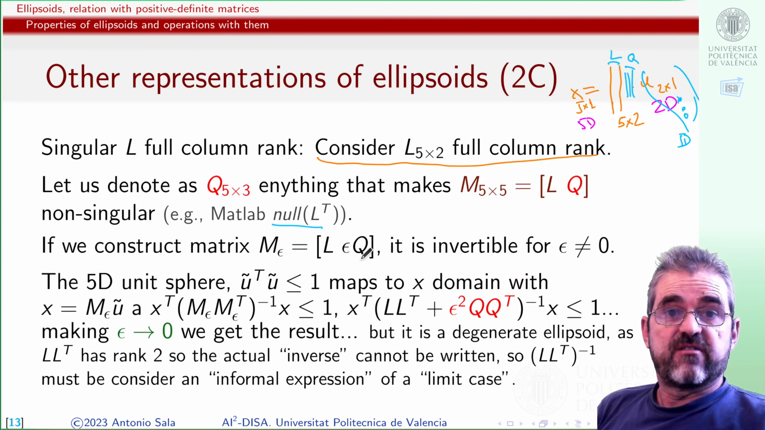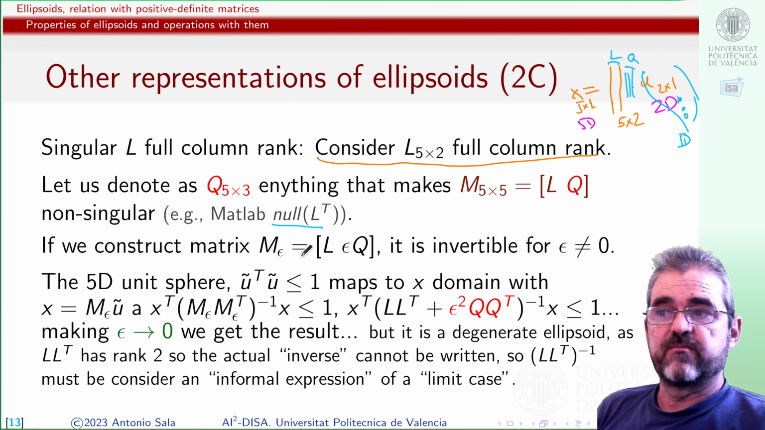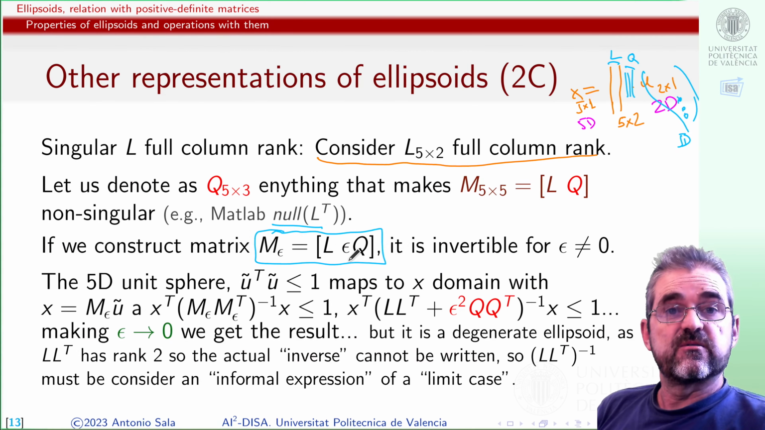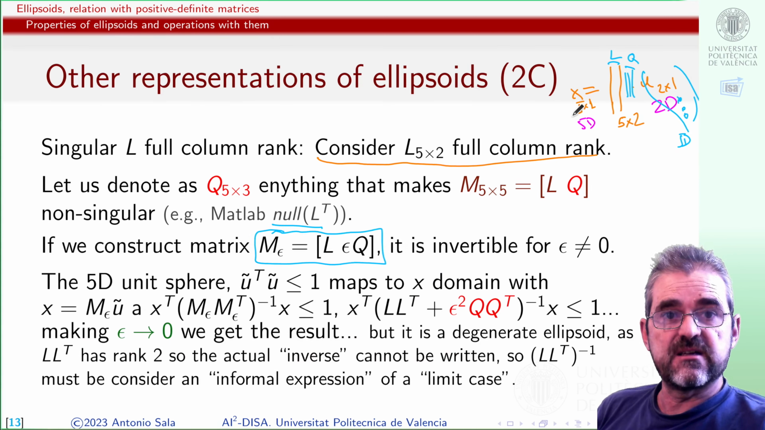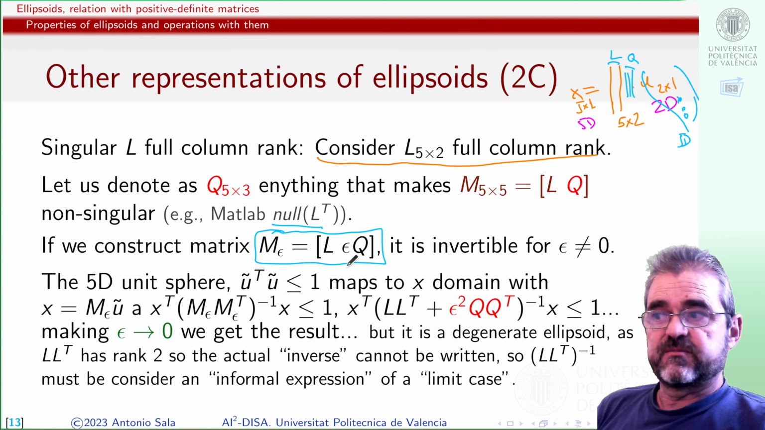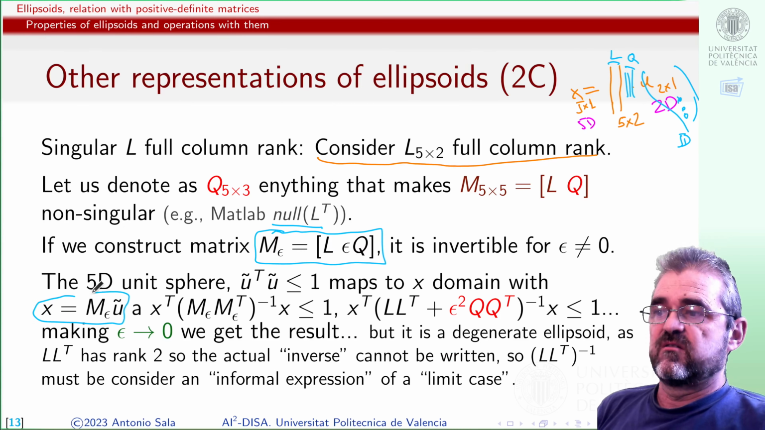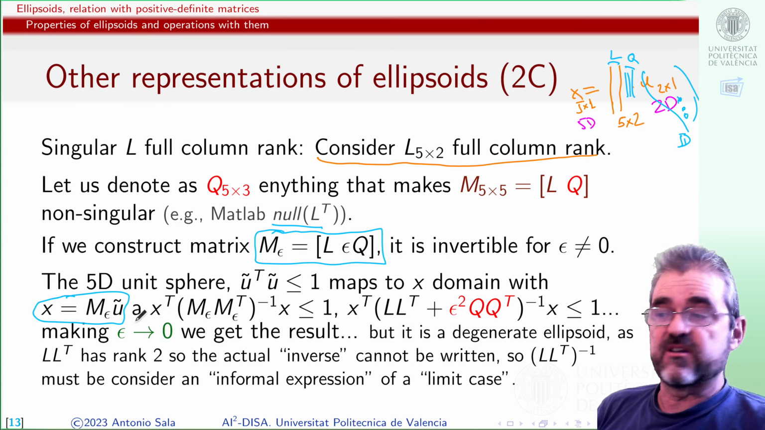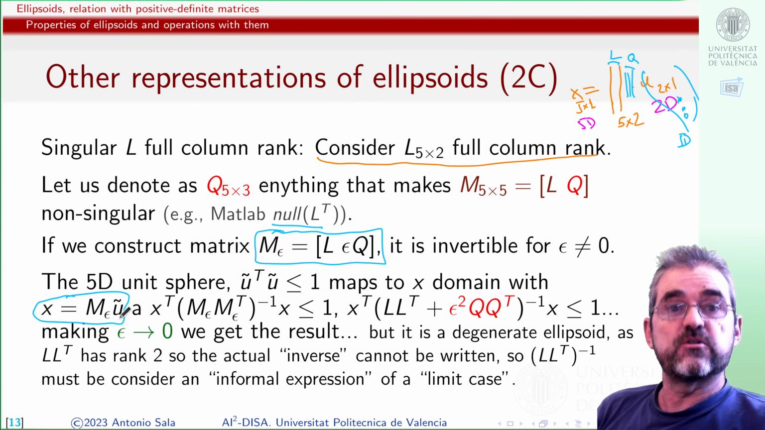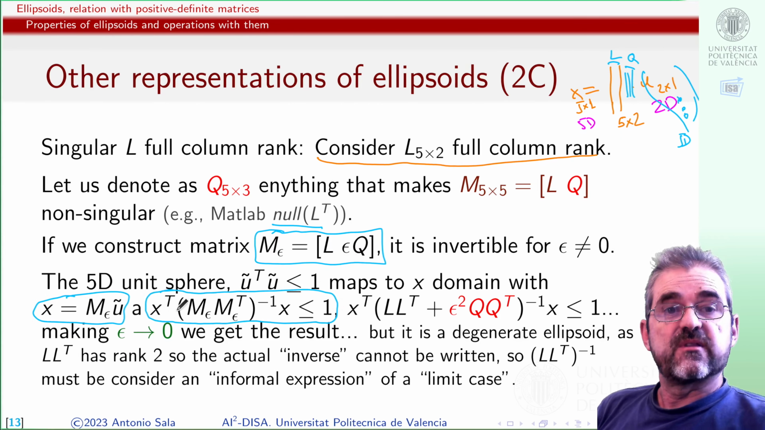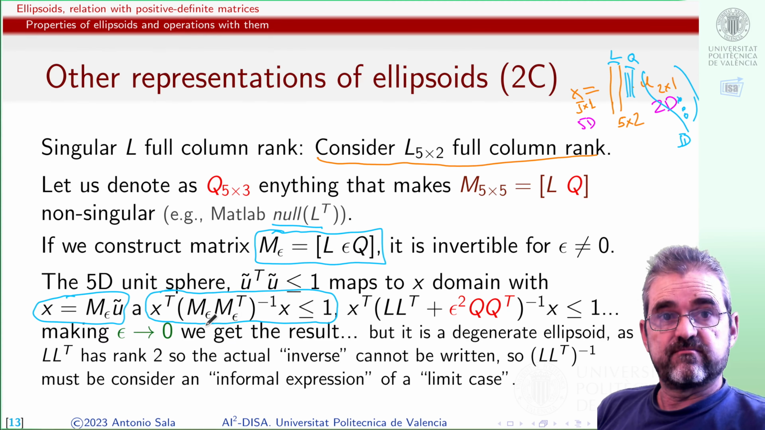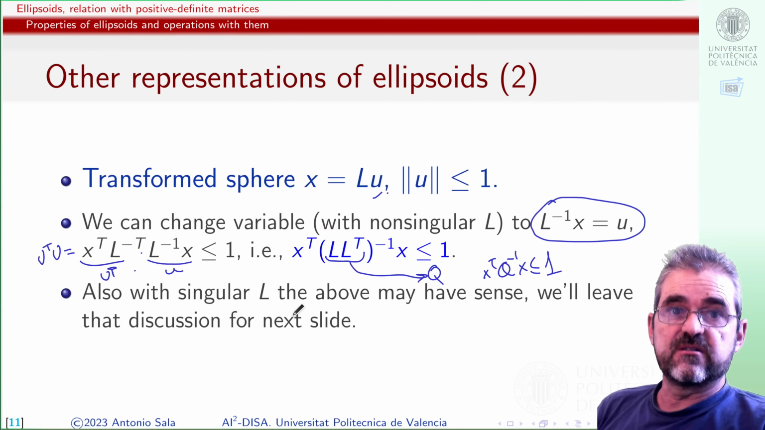And in fact, if the columns of Q are linearly independent to those in L, then this M epsilon will be non-singular for any epsilon different from 0. Then we have a 5D to 5D mapping, invertible. So this 5D to 5D mapping of the unit 5D sphere tilde U will make this 5D x fulfill this equation, just changing L by M epsilon in here.